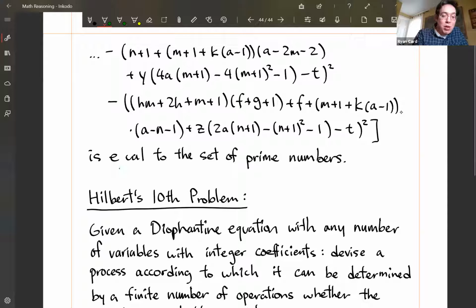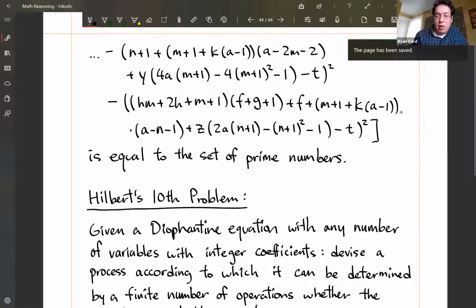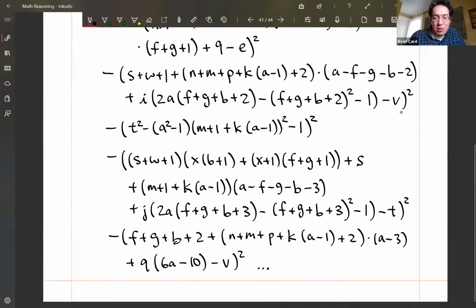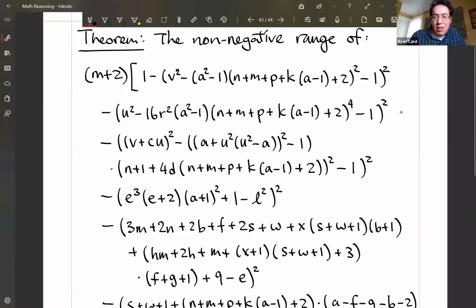So all the complexity of prime numbers was encoded into this one polynomial. It has 25 variables. I think all the letters from A through Z are used except for O, because O is a little bit confusing to write down.